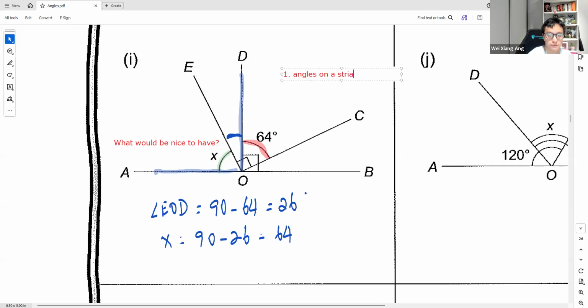Angles on a straight line. Second one is your vertically opposite angles. And the third one is your angles at a point. So you start with asking what would be nice to have. Then the next thing you ask is, can I use any of these patterns, any of these properties, to help me figure out my missing angles? You see the thought process like that.